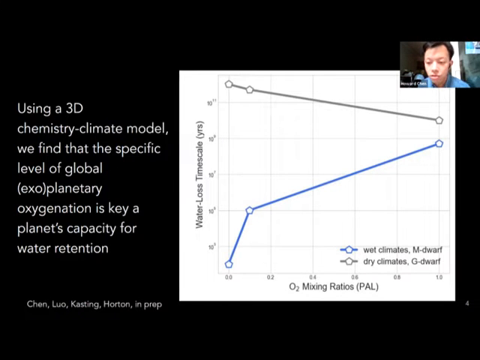We find that, interestingly, depending on the nature of the climate itself, the changes in global oxygenation level can have a very significant effect on specifically the water loss timescale, which is the number of years that the planet could hold on to water. In this case, we show that for wet climates, namely planets around G-dwarfs, as we increase the O2 mixing ratio up to the present day atmospheric level, basically imitating what we see here as the planet gets more oxygenated over time, the water loss timescale actually increases. Conversely, for dry climates, there's the opposite effect. The water loss timescale decreases.